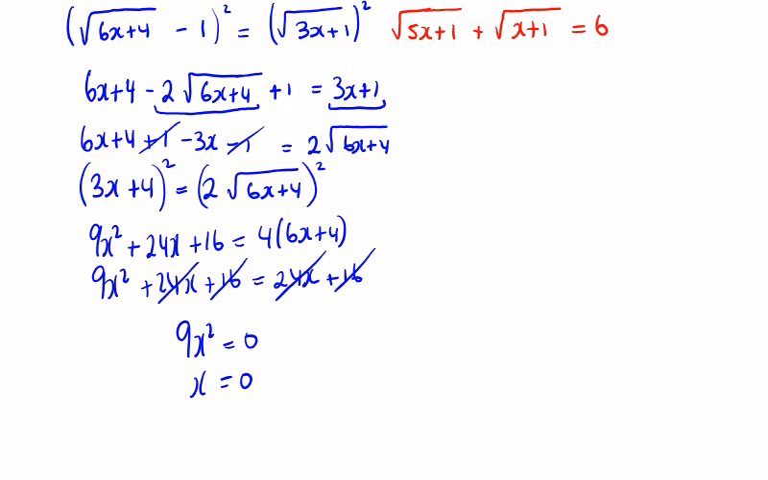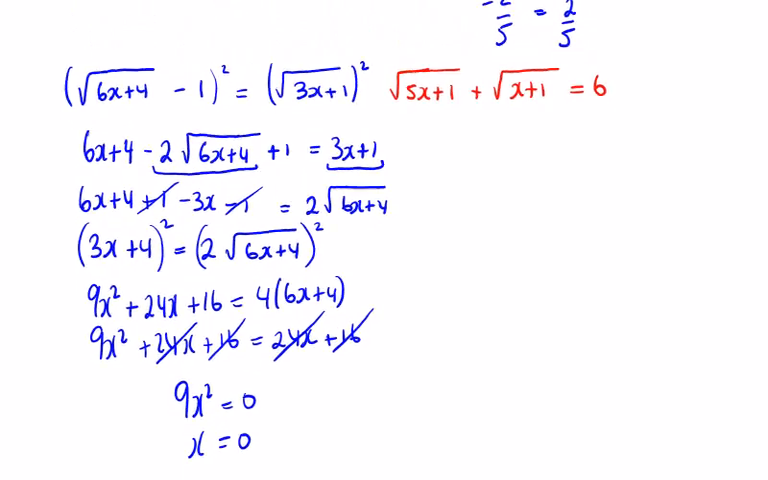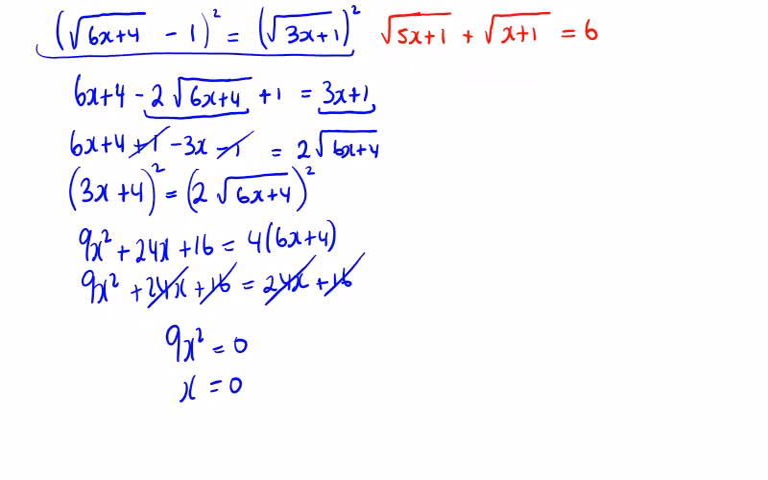So let's check. Where did we start? We started here. So we're putting 0 in. So the square root is just, this is going to be a 0. So the square root of 4 minus 1. Is that equal to the square root of 1? 2 minus 1 equals 1. So yes, 0 works.